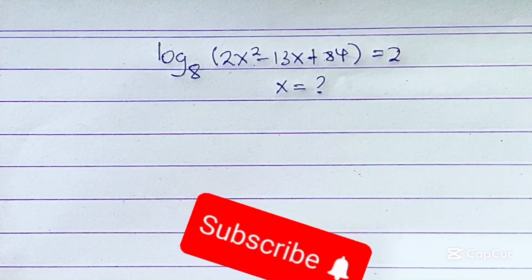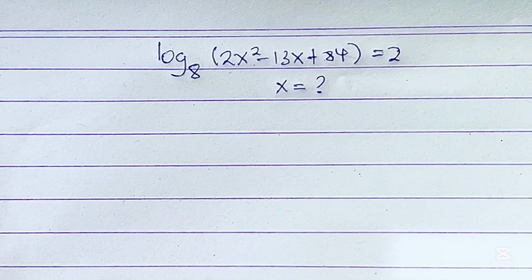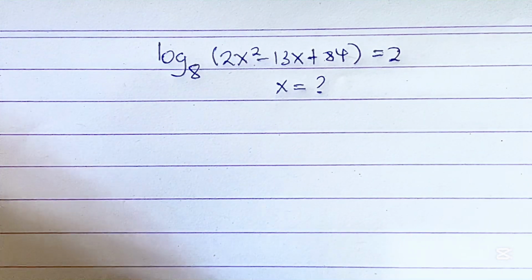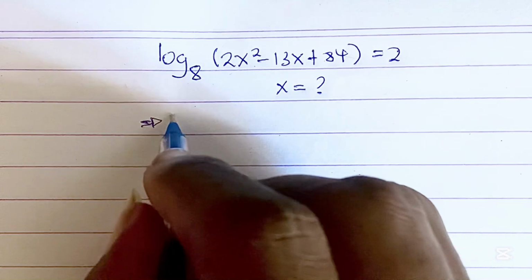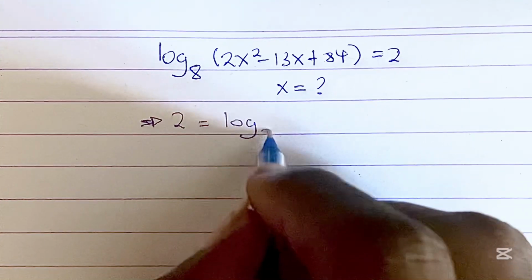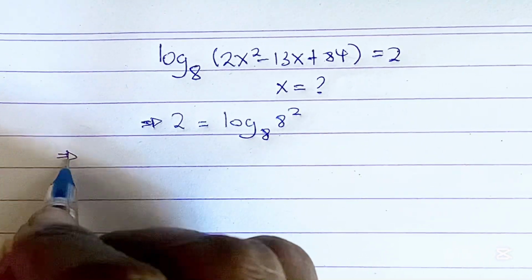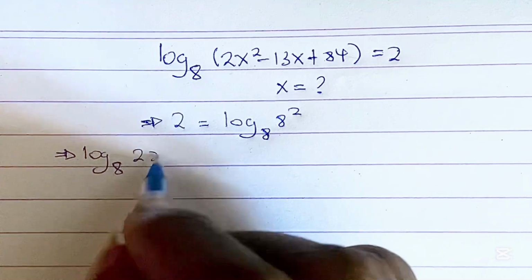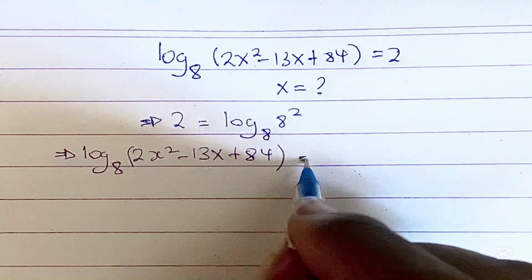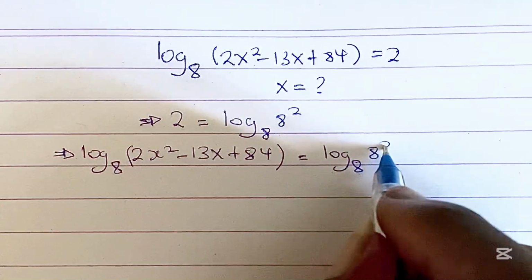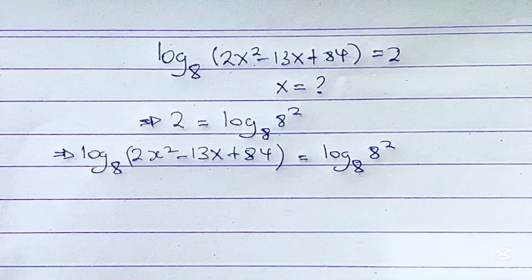Hello everyone, in this video we are going to find the values of x. On our right hand side we have 2, and in log form, considering base 8, 2 is the same as log 8 of 8 squared. So from our expression, log 8 of 2x squared minus 13x plus 84 is equal to log 8 of 8 squared. Where there is 2, we have replaced it with log 8 of 8 squared.